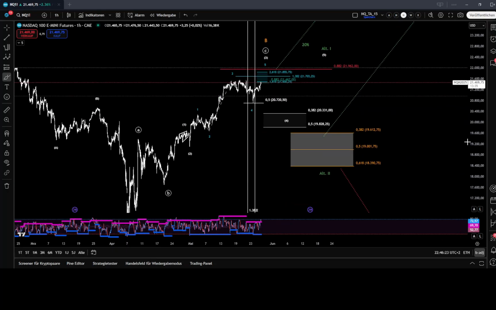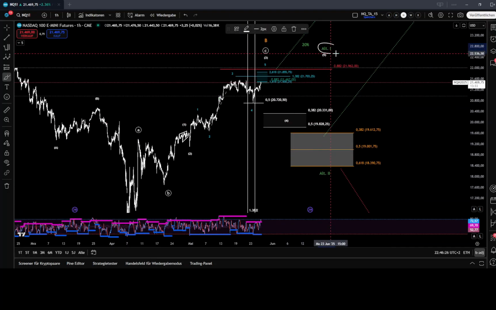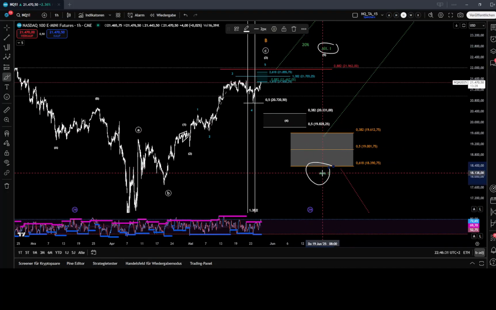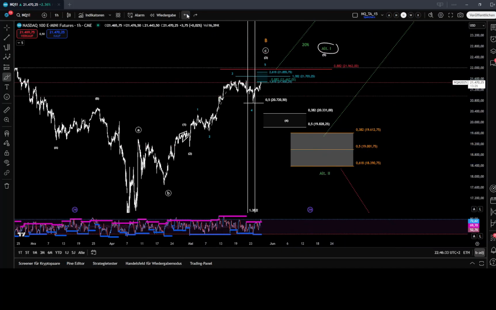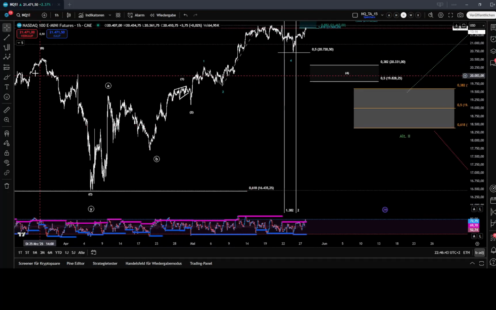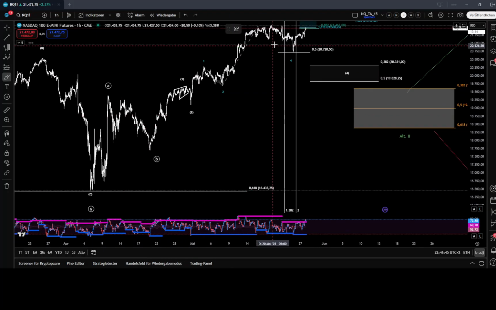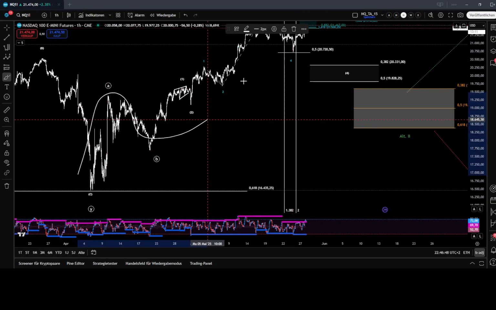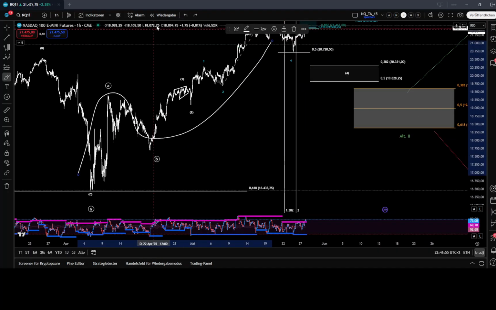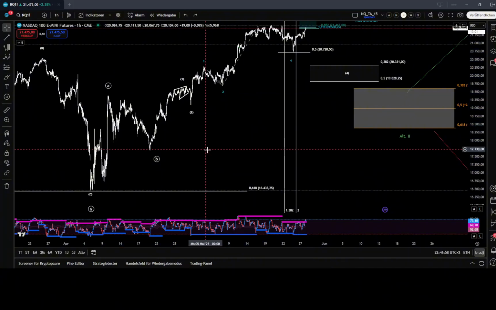The other possibility is that we are in the green count, which would finish a wave one to the upside, followed by wave two, and then continuation to the upside. At the moment we really don't know if this is playing out as a diagonal pattern in the wave A, B, C to the upside, which then gives us the wave one. But for now, I will just go over the internal count with you, if I can.